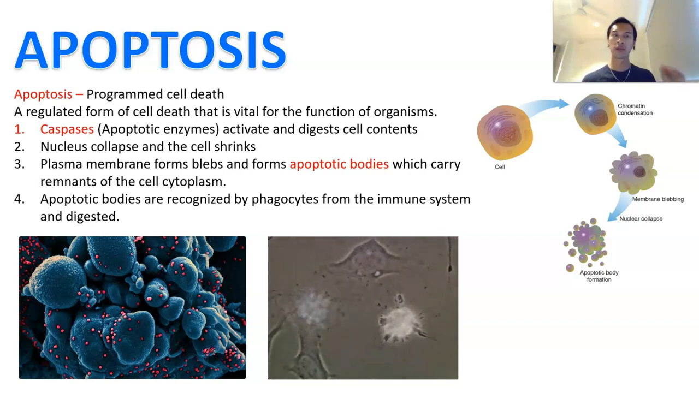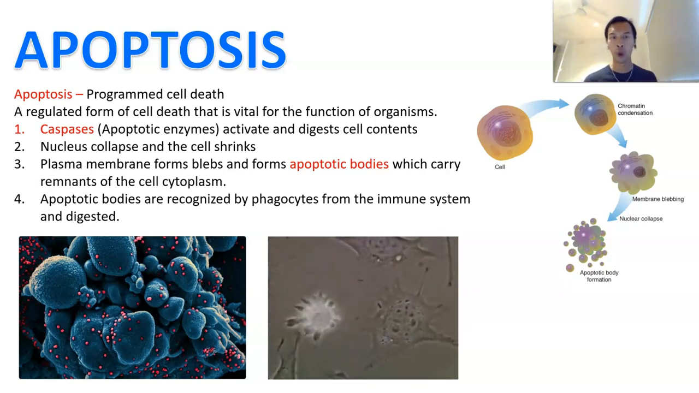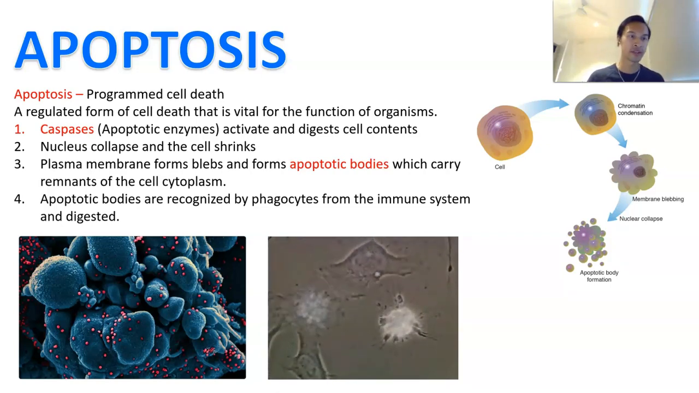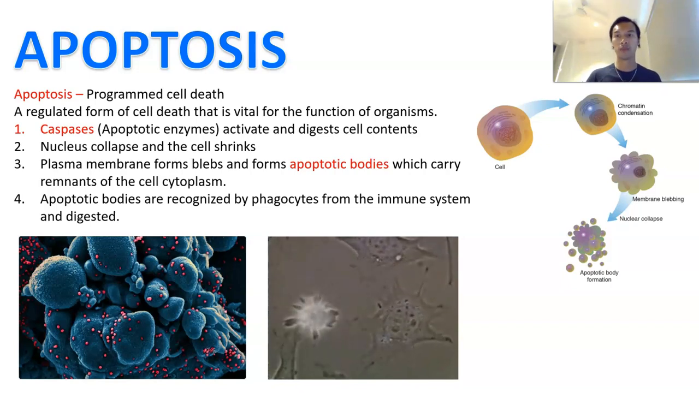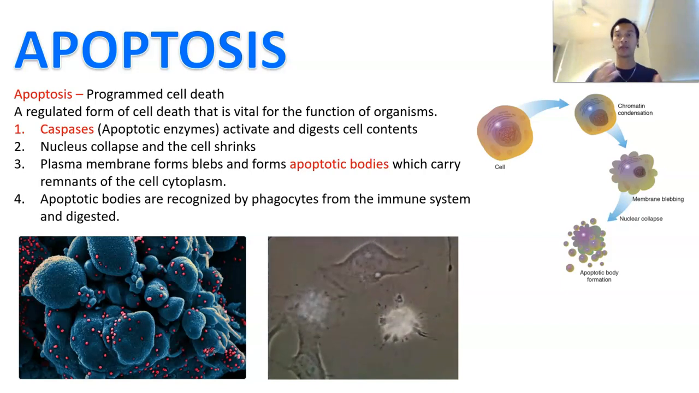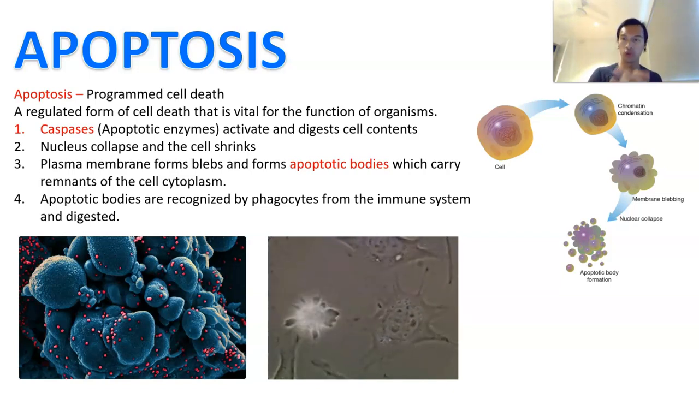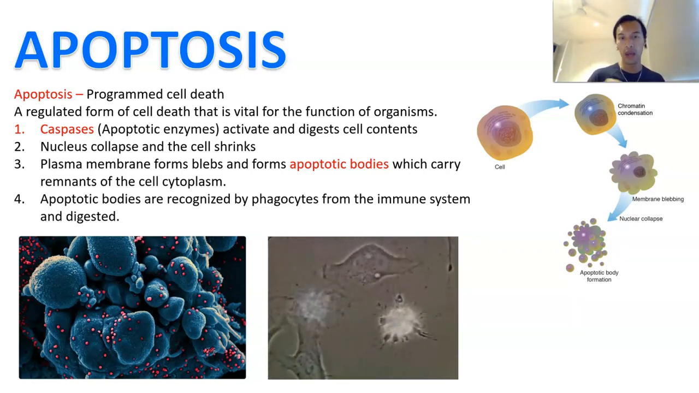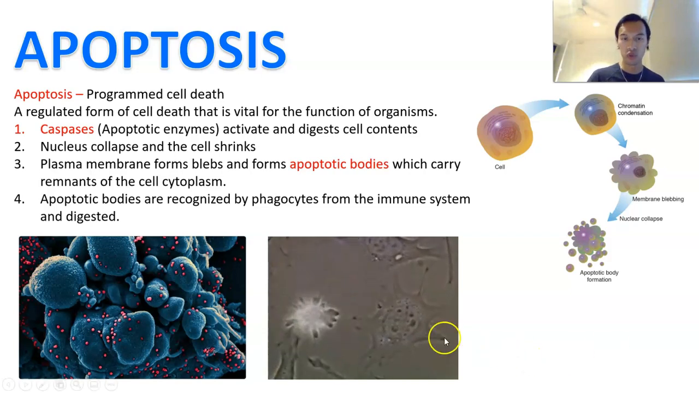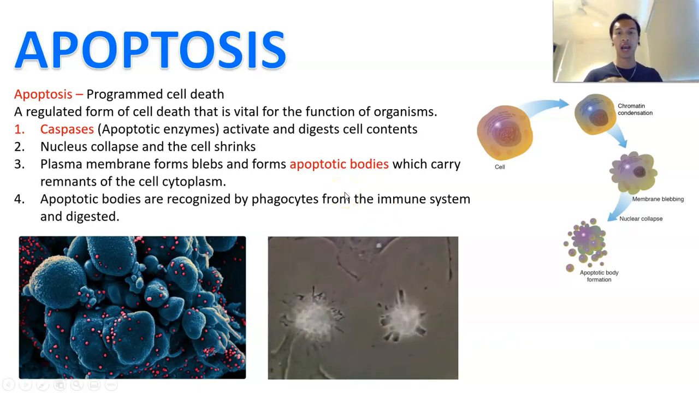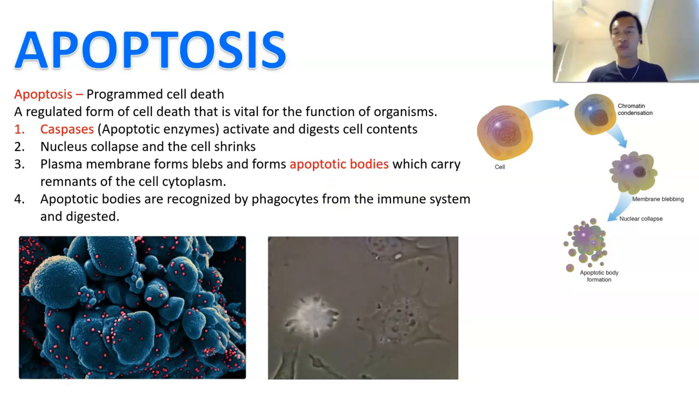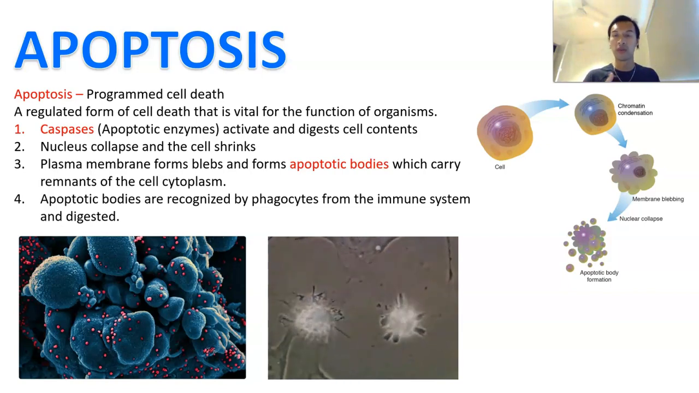Apoptosis is programmed cell death. It is a regulated form of a cell killing itself, but it serves a really vital function for organisms, right? These apoptotic enzymes called caspases are going to activate, and they're going to basically eat the cell from the inside out. The nucleus also collapses, and the cell is going to shrink. The plasma membrane forms little blebs and little bubbles called apoptotic bodies, which are going to carry the remnants of the cell cytoplasm.